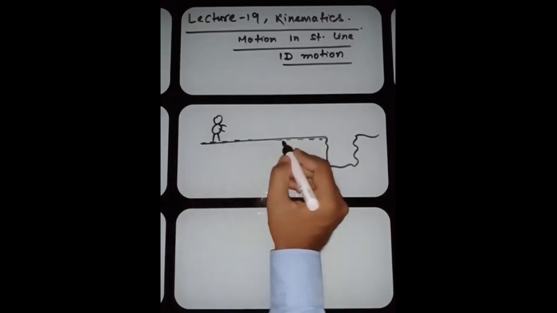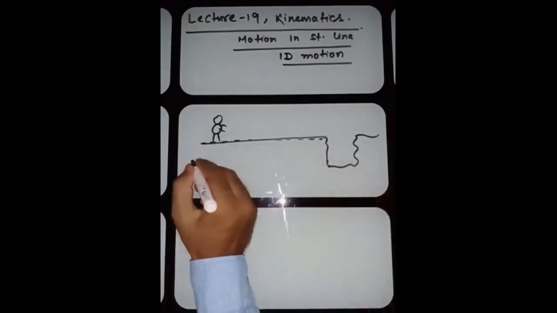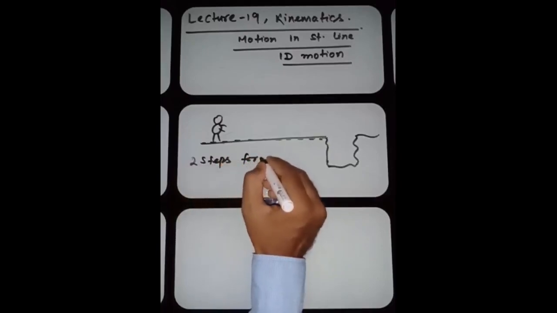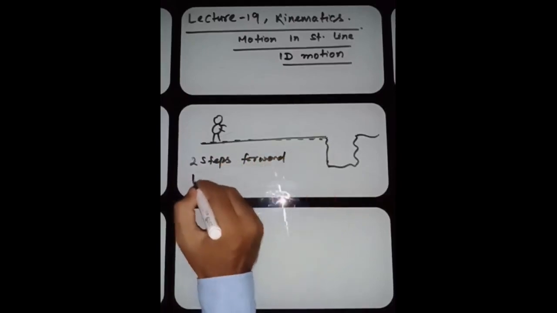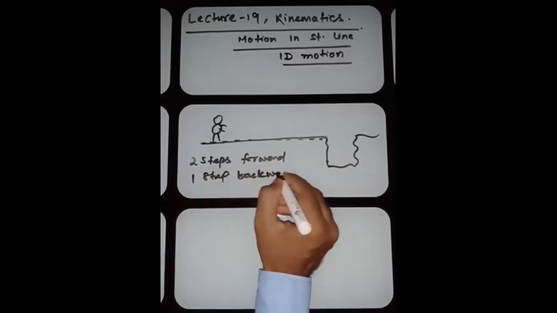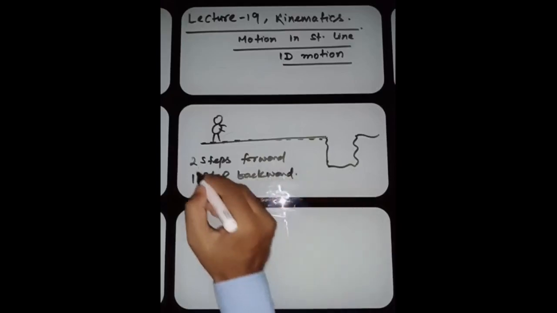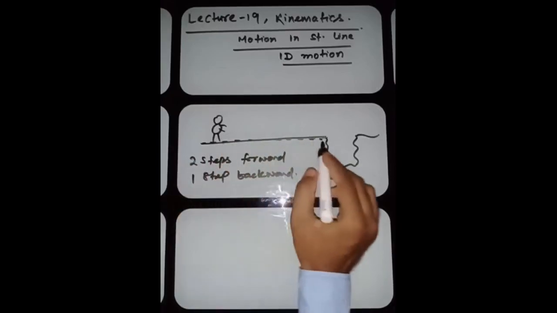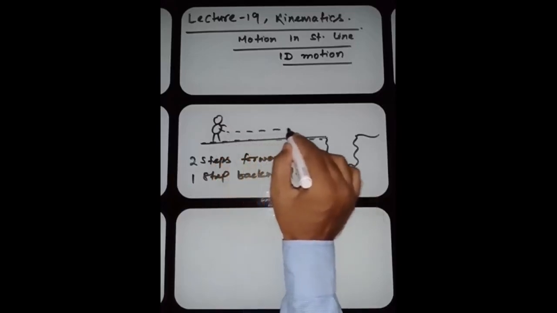Are the 2 steps forward? Okay, 2 steps forward and 1 step backward. All right, 2 steps forward and 1 step backward. In this way he is moving, and finally falls into the ditch.